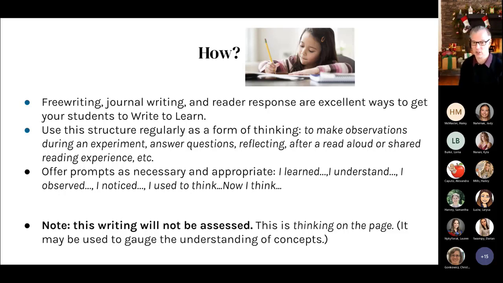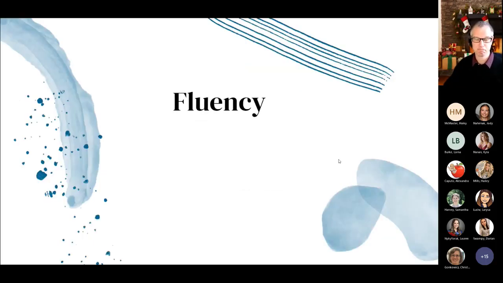So the sentence starters of I learned or I understand or I observed, these kinds of things will help some of these struggling writers out there that will sit with a blank page. Having these prompts maybe will stimulate some of this thinking. And again, it's not for assessment. We don't want to assess this writing, but we do want them to be writing and practicing. And then it's also going to contribute to their comprehension because of these thinking-on-the-page skills that we are stimulating. And then finally, we are going to talk about a little bit of fluency.